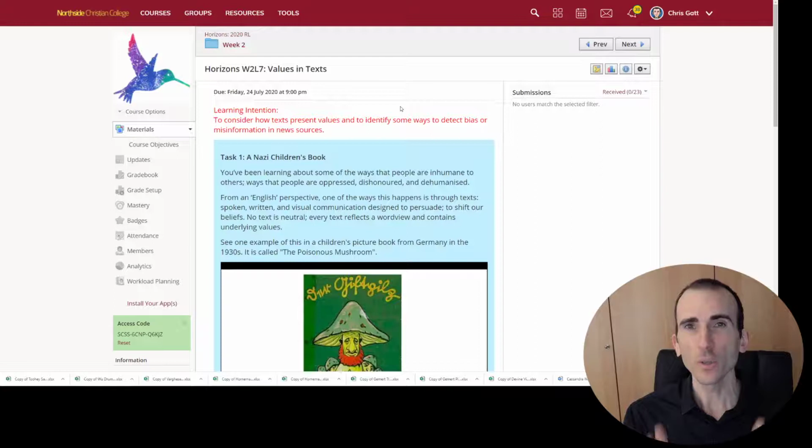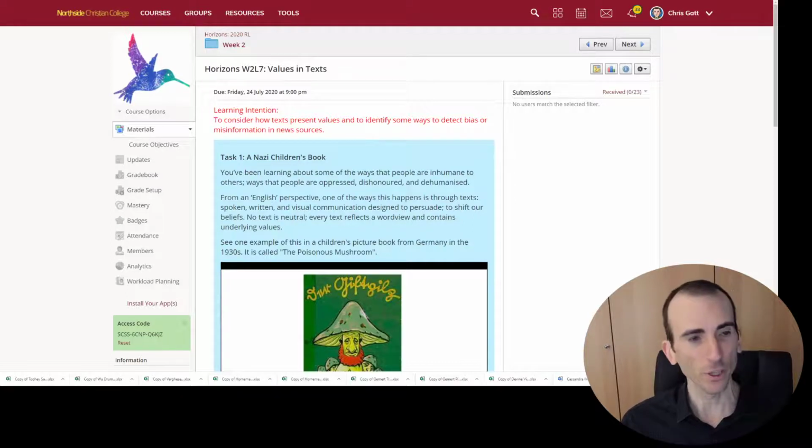There is no such thing as a valueless text. No text is neutral. Every text reflects a worldview and contains underlying values. Sometimes this is really obvious, like in propaganda. So to start off today's lesson, we're going to look at a German children's story from the 1930s. It's called The Poisonous Mushroom.